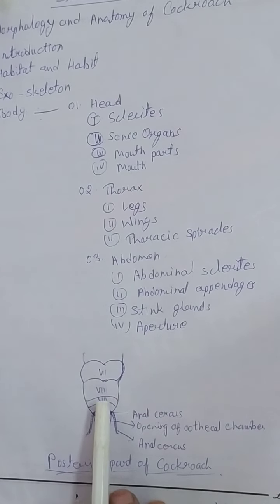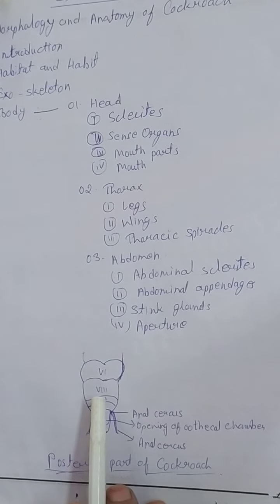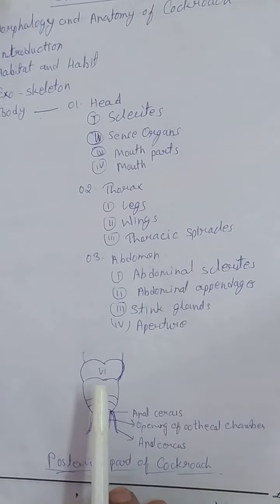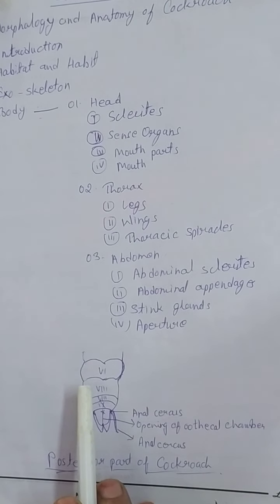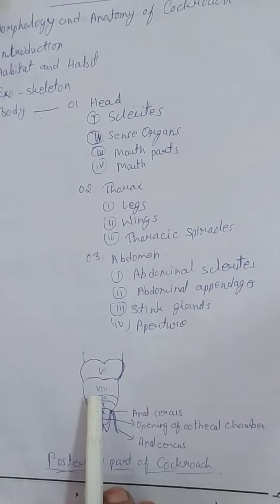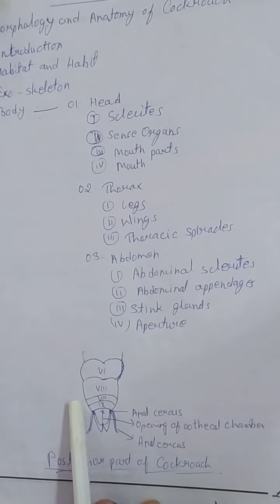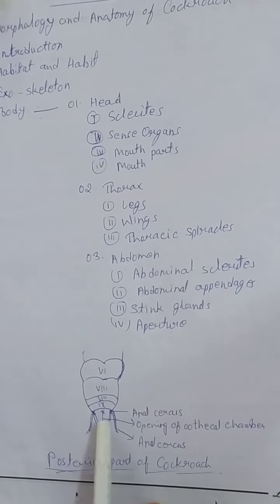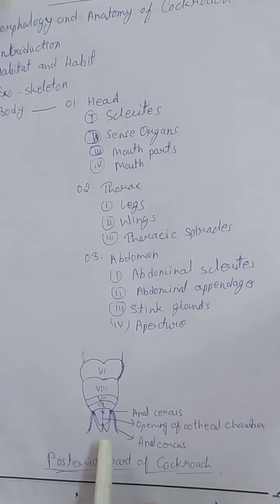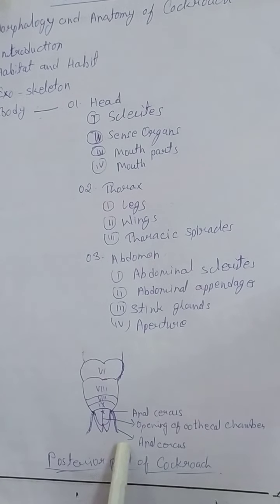Abdominal appendages. The following appendages are present in the posterior end of the abdomen: anal cerci, anal styles and gonapophysis. The anal cerci are two jointed outgrowths arising from the 10th tergum, long and thick, found in both male and female cockroach. Anal styles are paired, small, thin, unjointed outgrowths projecting backwardly from the sides of the ninth sternum of male cockroach only.